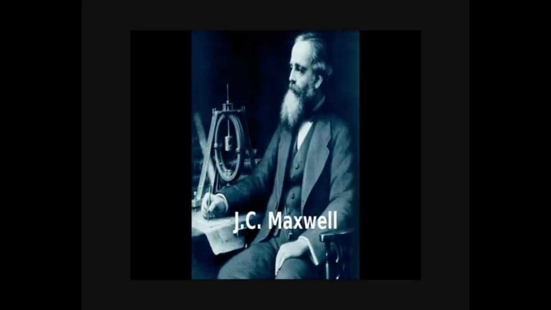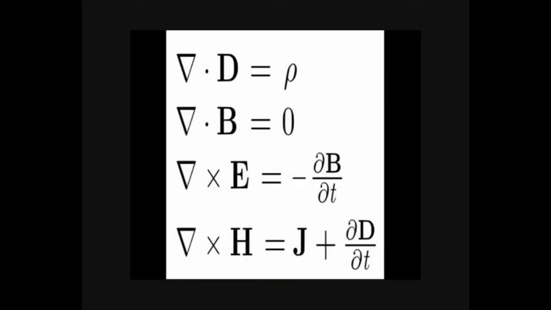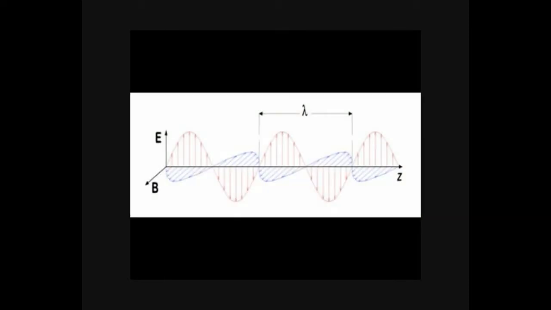Around 1873, scientist James Clerk Maxwell developed the mathematical theory of electromagnetism. His theory predicts that electromagnetic disturbances should propagate through space at the speed of light and should exhibit the wave-like characteristics of light propagation.